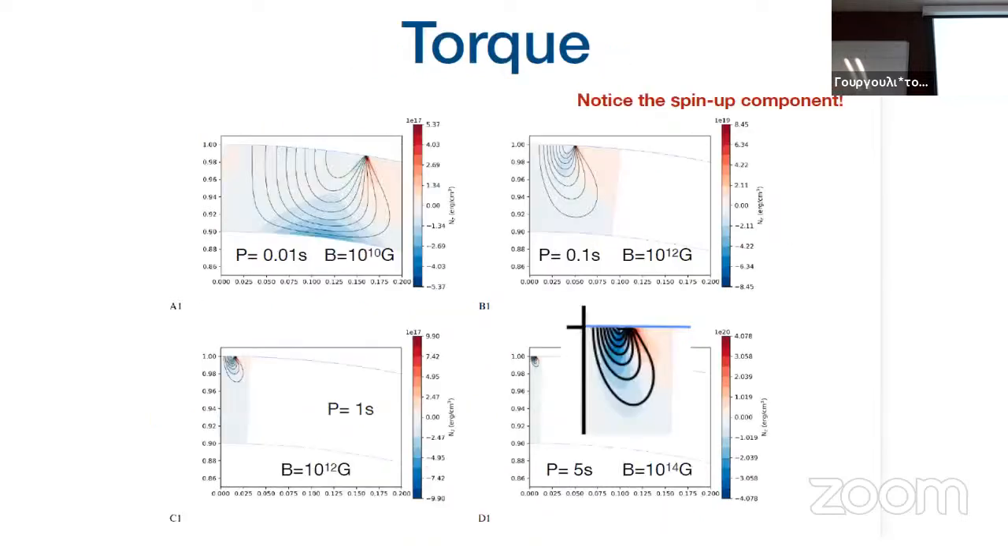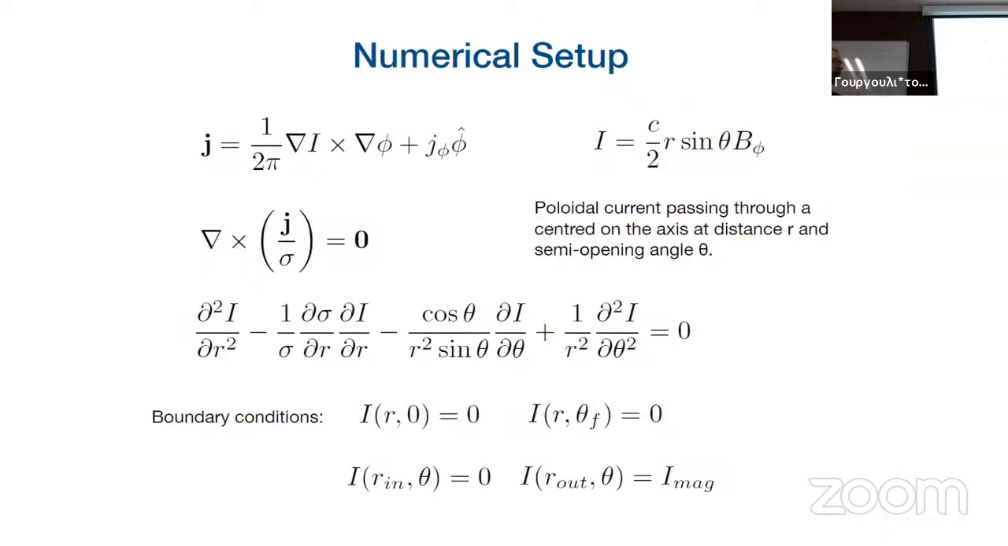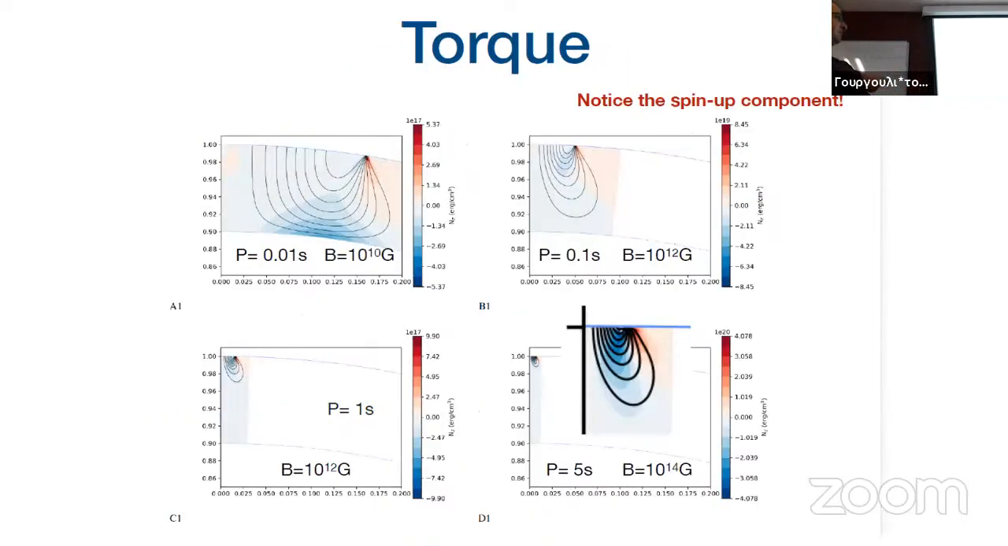Once we go, though, inside the neutron star, the current is no longer force-free because it has to spin down the star. So then, by solving this equation for I, we can get the distribution of the current inside the star. So actually what happens here is that the current goes out through this region all the way to infinity.